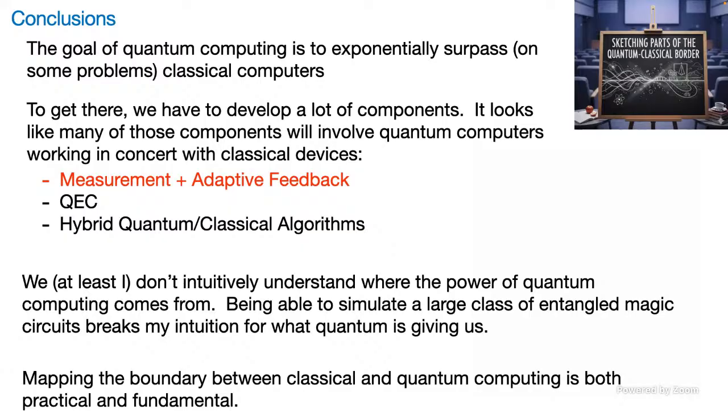In addition, what we've seen is the goal. The goal of quantum computers is to exponentially surpass some problems that classical computers can't do. To get there, we have to develop a lot of components, and it looks like many of them will involve quantum computing working in concert with classical computers. So I showed you one example where if you do that, you actually get major wins.